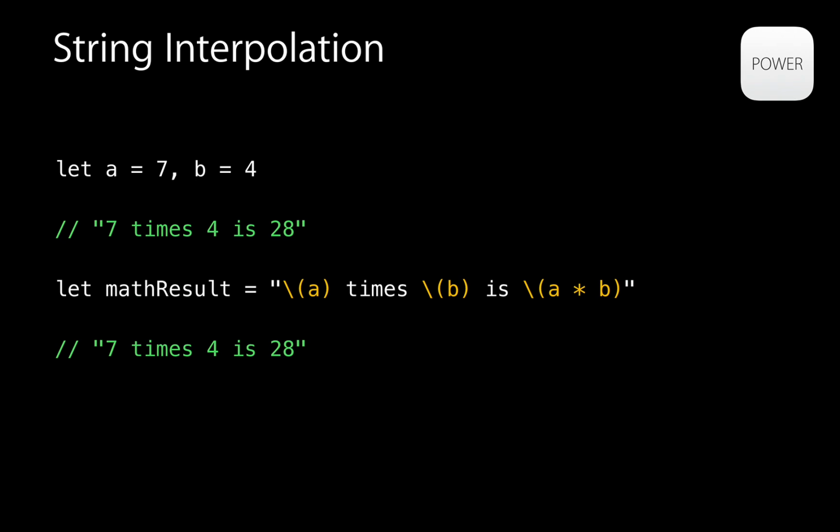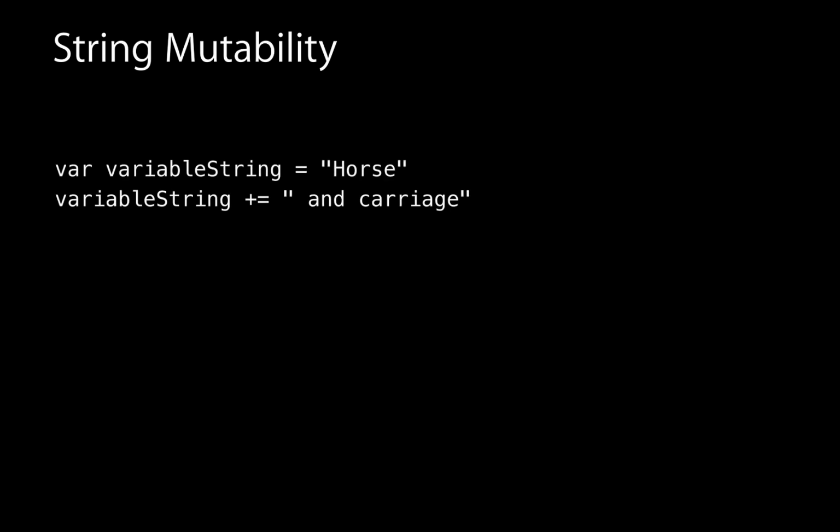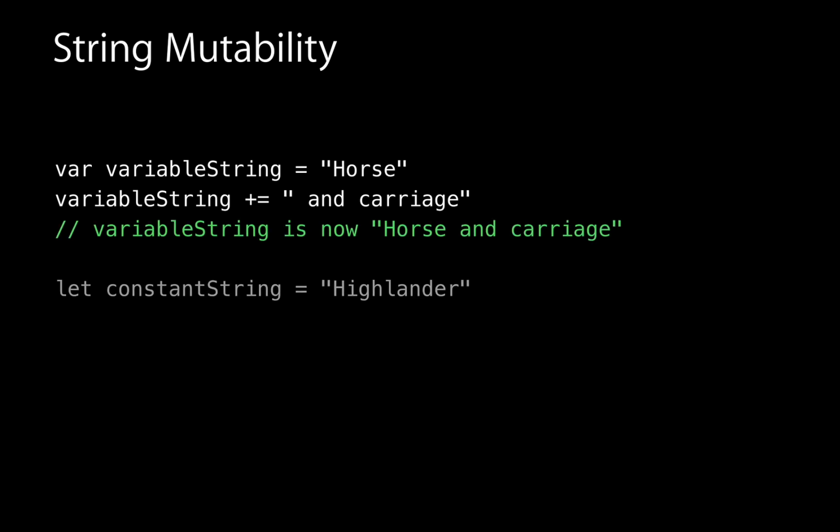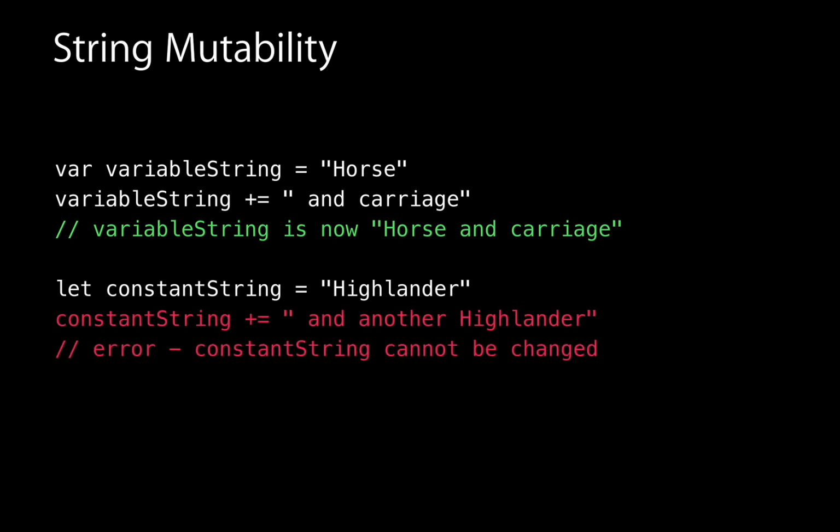Now, you might be wondering, does Swift have a mutable string type? And the answer is actually it doesn't need one. Instead, string mutability is a case of working with a variable, in which case the string can change, such as adding another string on the end. Or alternatively, working with a constant, in which case the string can't change. It's actually a compile time error to try and add another string onto this constant string.